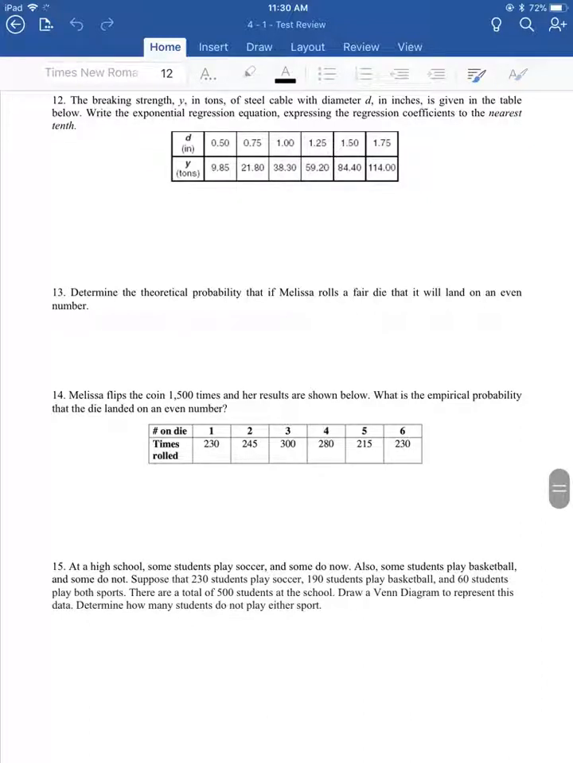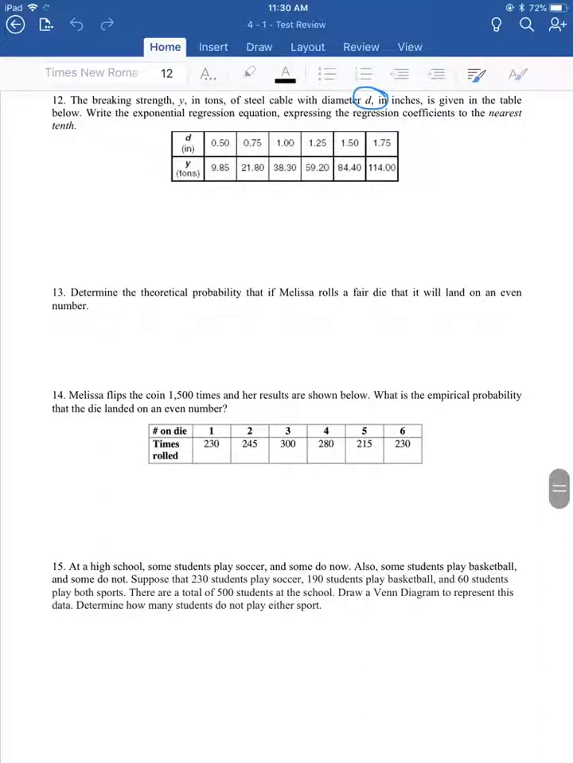Okay, number 12, same thing. It just wants, though, the equation. So this is only one question in here. The breaking strength Y in tons of steel cable with diameter D in inches is given in the table below. So this is actually going to be, you're not going to have an X value. You're going to have a D value.